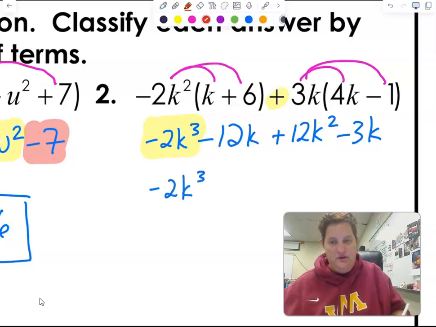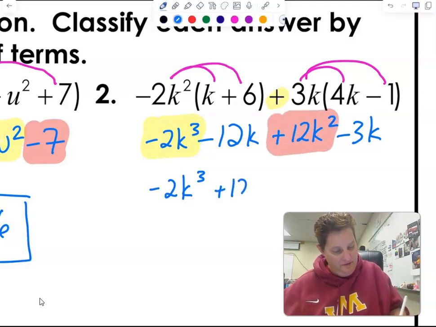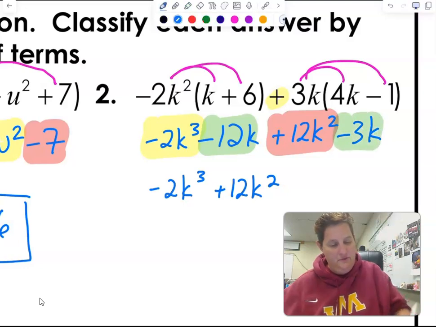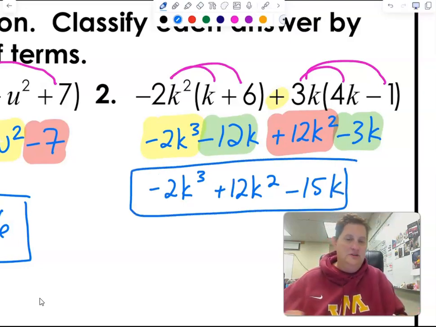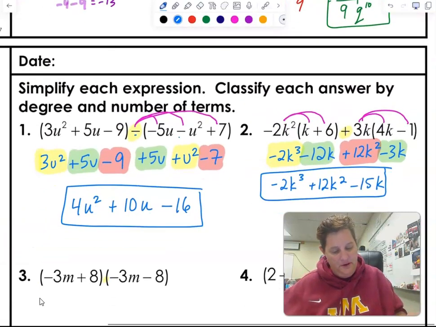All right. When I combine, well, k to the third, there's nothing else to combine it with, right? Okay, and then I'm going to do the k squared, and same, nothing to combine it with. And then I'm going to do minus 12 minus 3, minus 15. All right, so that's just distributing and combining like terms. That should be fairly straightforward.